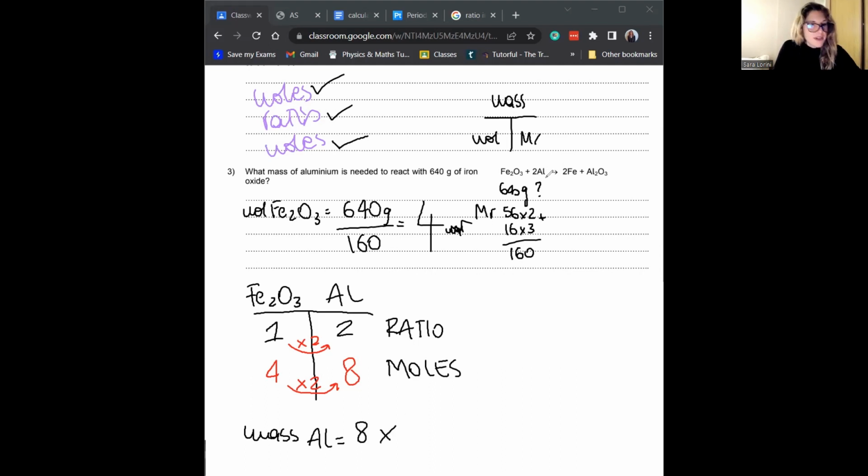We can consult the periodic table, or you can do this all before. You can write the MR before you start the calculations. Find your way. And the MR of aluminium, we can write it here, it's 27. So we would write here 8 times 27, and we will get our final mass. So, a big number: 216 grams. Very important to write all these labels.